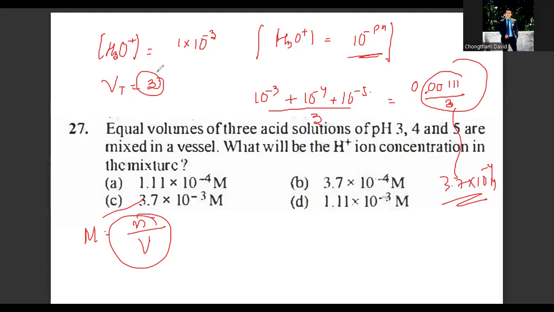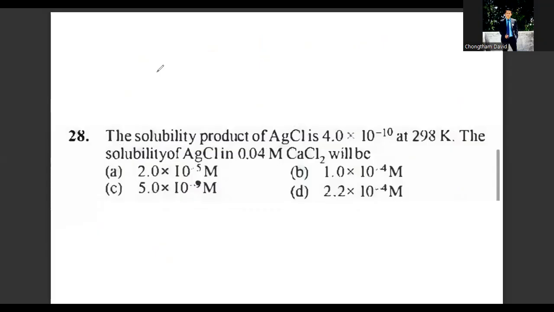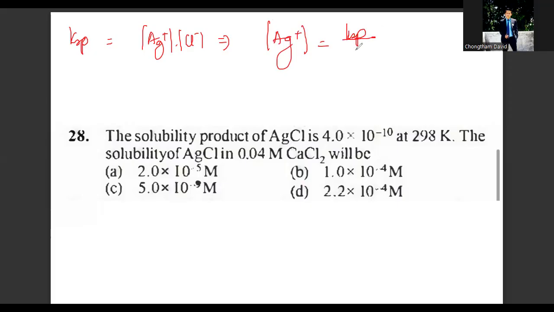Moving on to question 28, the solubility product of silver chloride is 4.0 × 10 to the power minus 10 at room temperature. The solubility of silver chloride in 0.04 molar calcium chloride will be. So you know the relation between Ksp and S, right? Can I say Ksp is the product of the molar concentration of the salts? From this we can find the silver ion concentration as Ksp by chloride.